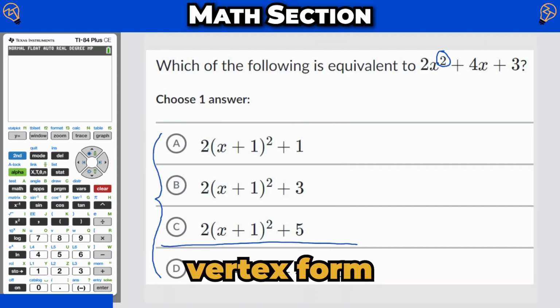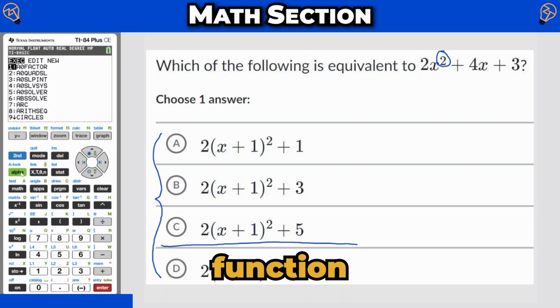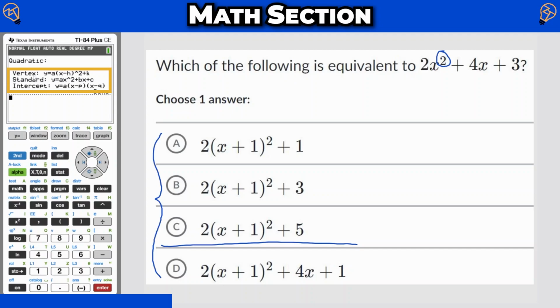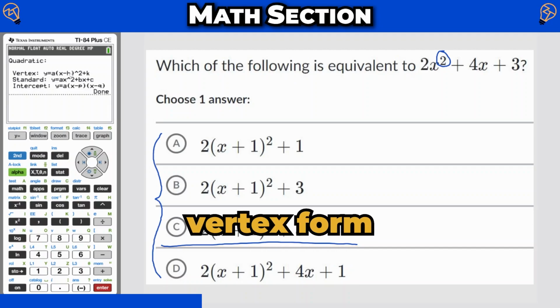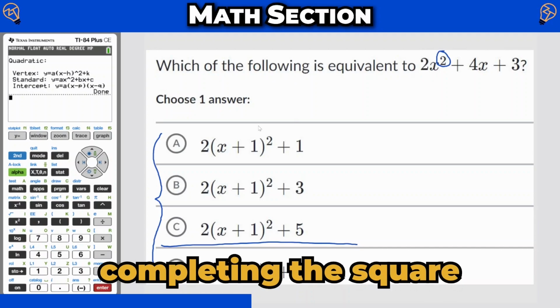Now, in case you forget what that is, we could go to our program function, which we can go to alpha cosine to get right to the f's, and then we'll go ahead and look at quadratic. And then there's these three different forms of a quadratic function. The format A, B, and C are in, and D kind of looks like at the beginning, is vertex form. So how do we get it to go from standard form, which is what we have in our initial problem, to vertex form? Well, that process is called completing the square.